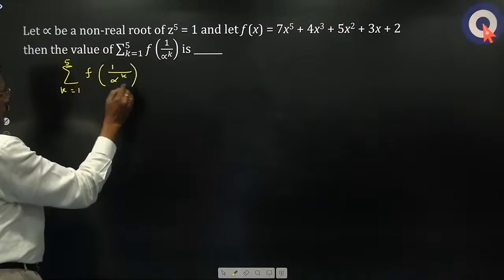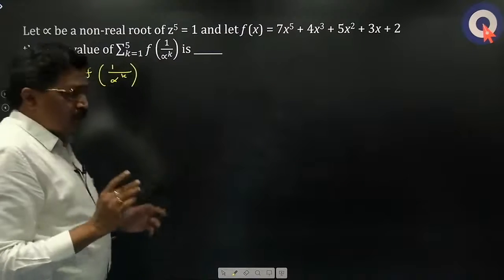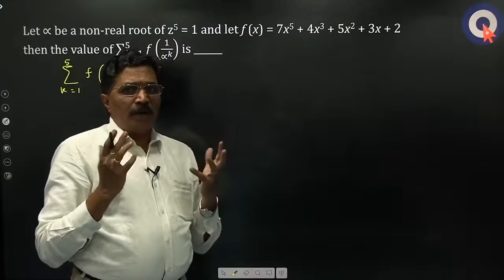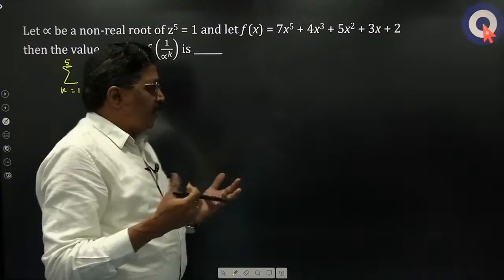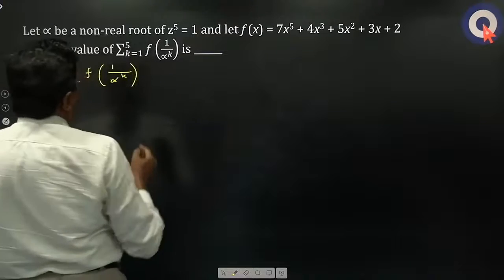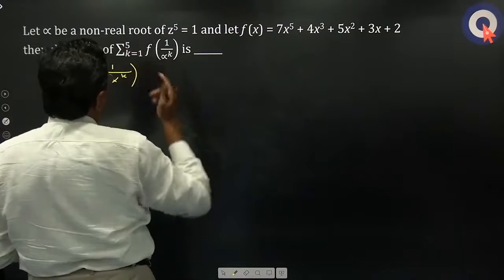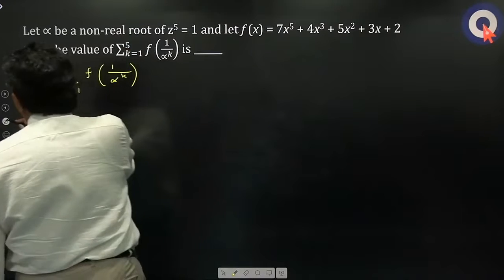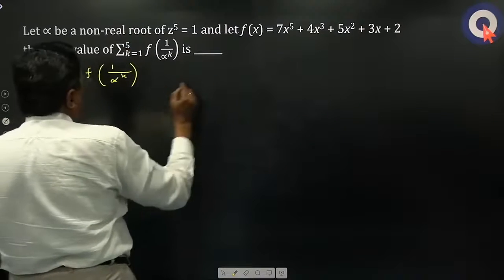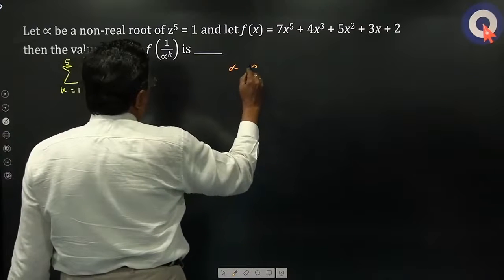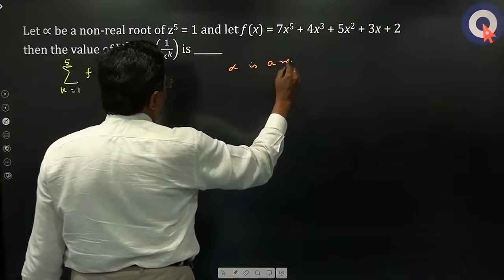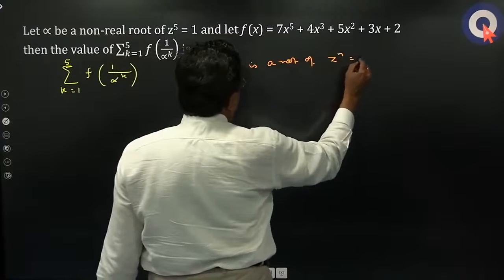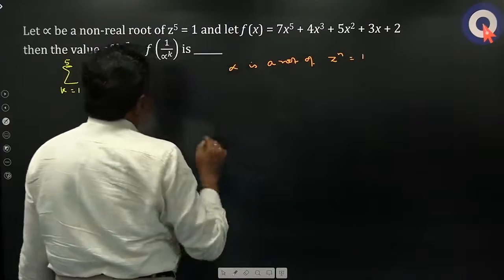An excellent question this also. See here, one interesting result which you must be knowing already. The result is this. Suppose alpha is a root of, let us say, z power n is equal to 1. All right, nth root of unity.